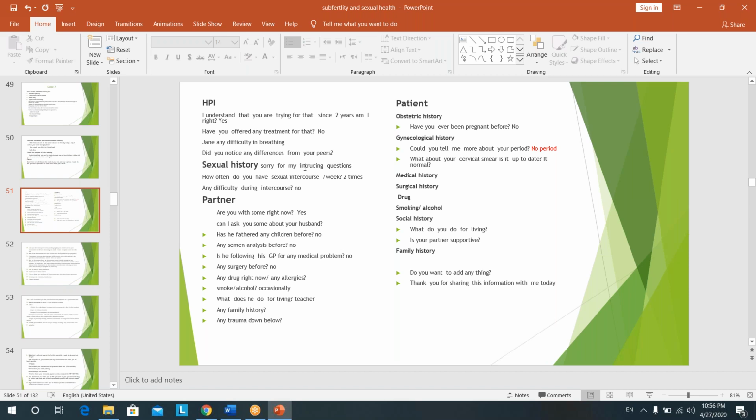Signpost for yourself when asking about the sexual history. How often do you have sexual intercourse per week? She would say 2 times. Any difficulty during sexual intercourse? No. Okay, coming to the partner. Can I ask you some questions about your partner? Yes. Has he fathered any children before? Has he had a semen analysis before? Is he followed up for any medical problem? Any surgeries at all? Any discharge from down below? Any smoking, drinking alcohol, any recreational drugs? What does he do for a living? Any family history, any trauma? Go into detail in the partner history.